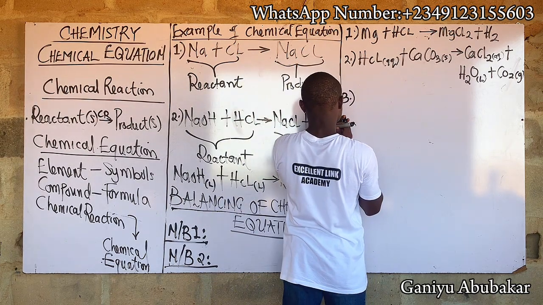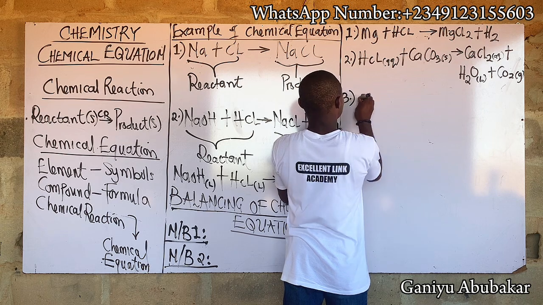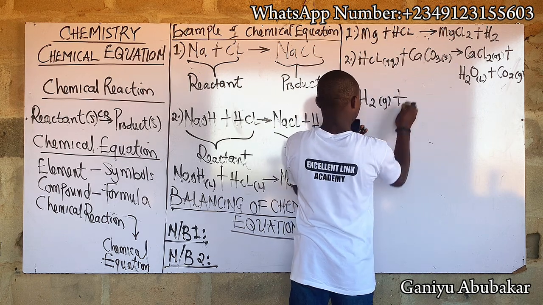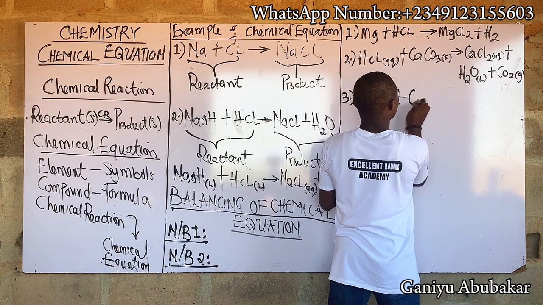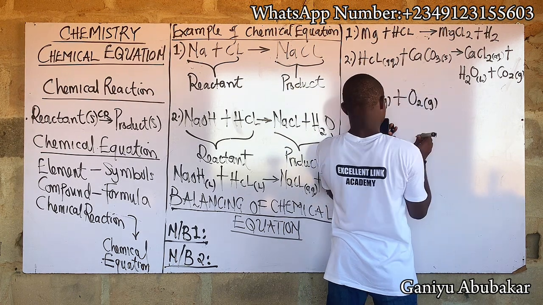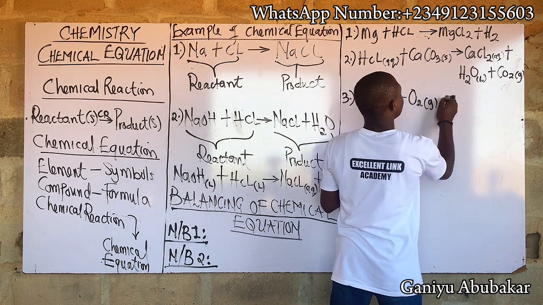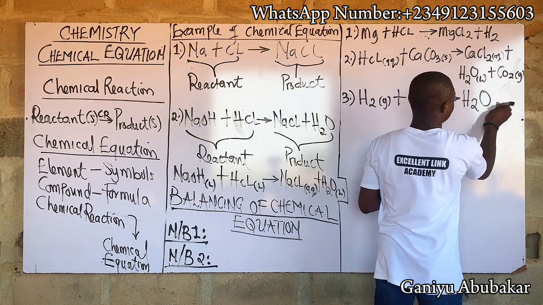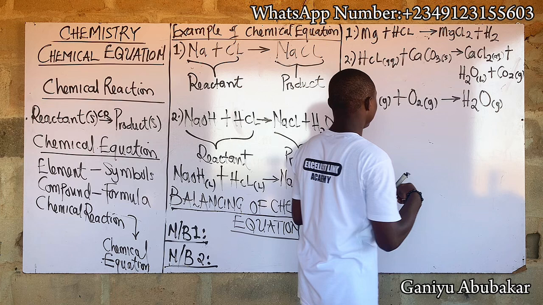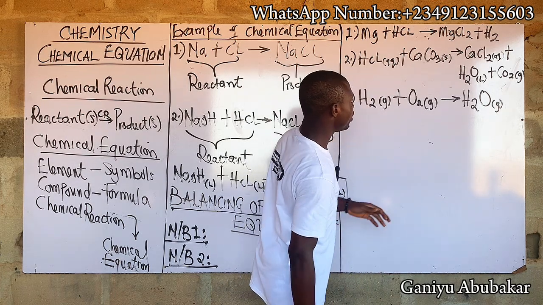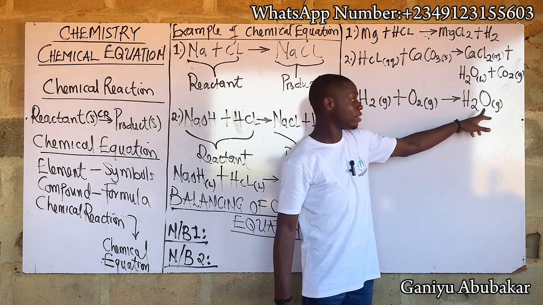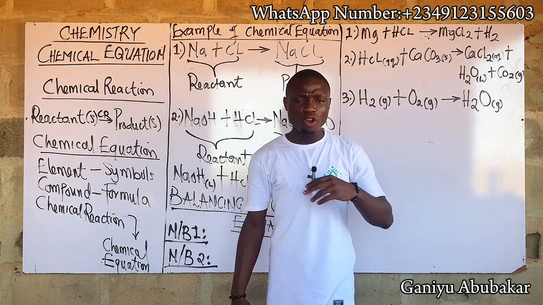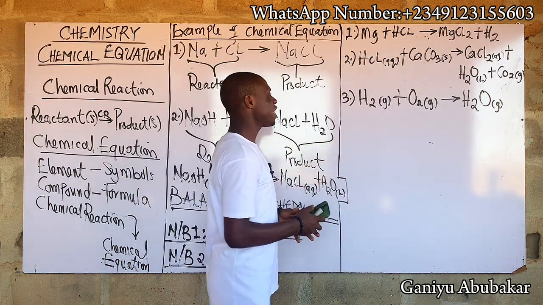Number 3, I have H2 gas plus oxygen 2, of course gas, to give H2O, still gas. All right, of course, this H2O here is a steam, right? Gas is a steam, not water, not ice block, a steam. All right, how do you possibly balance this equation? Let's get this done, please.